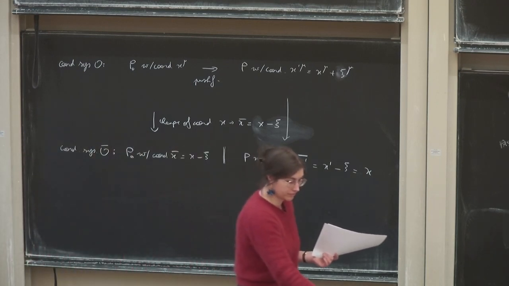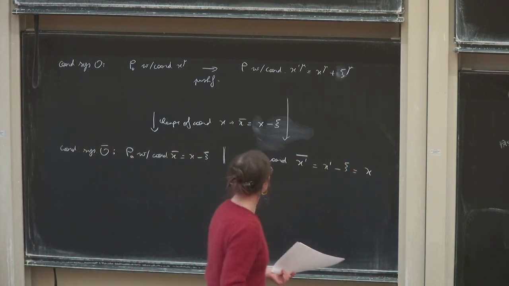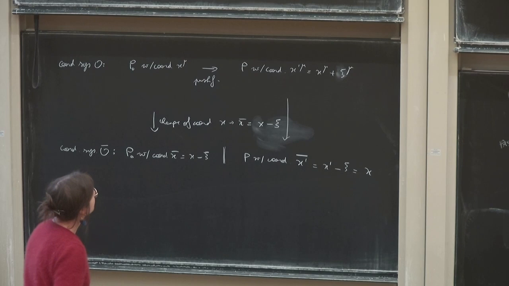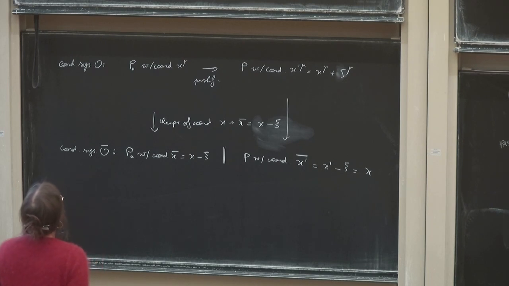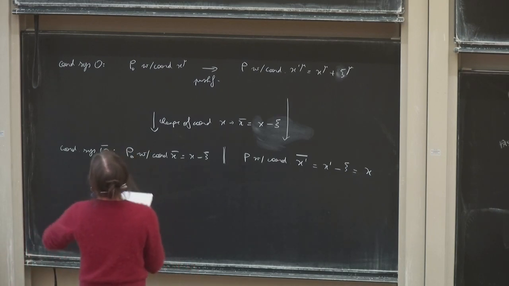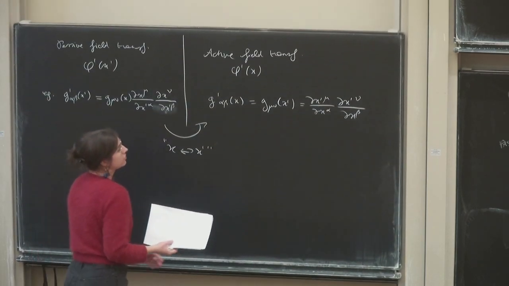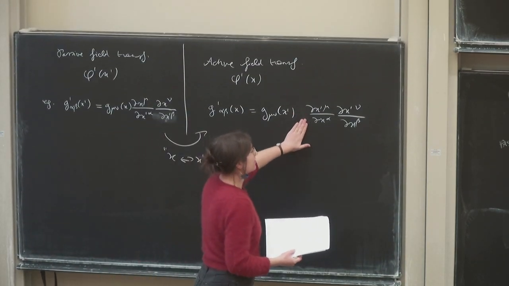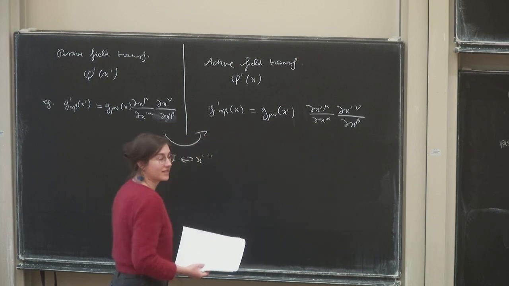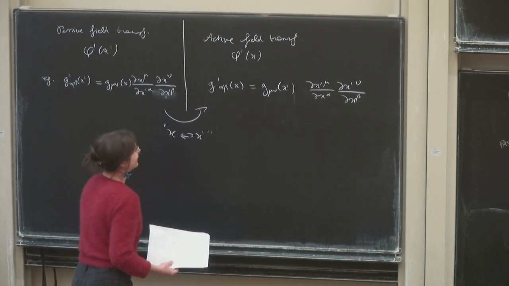Is there an extra index on the active metric transformation out there? There's a g mu x prime equals. Oh, sorry. Yeah, you have to tell me if I write mistakes. Thank you.